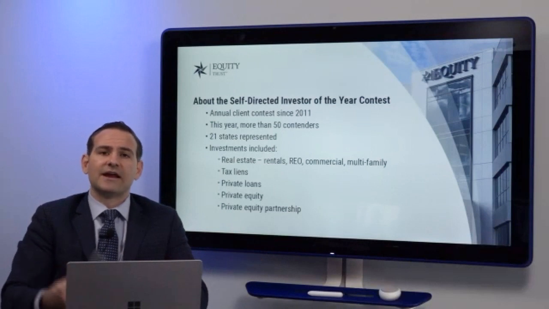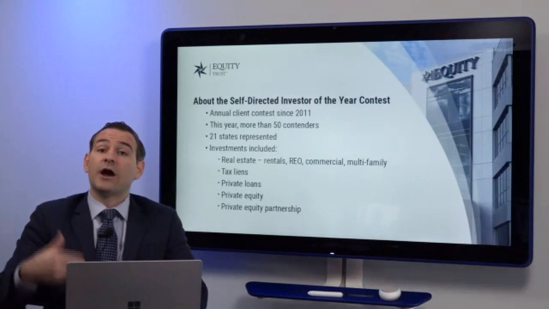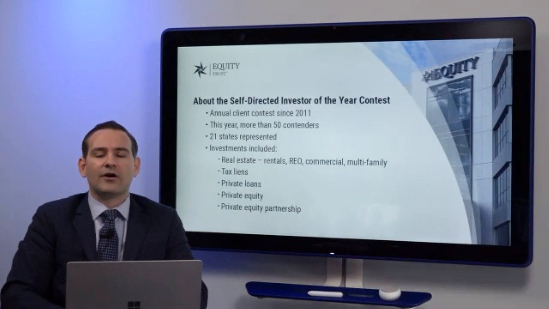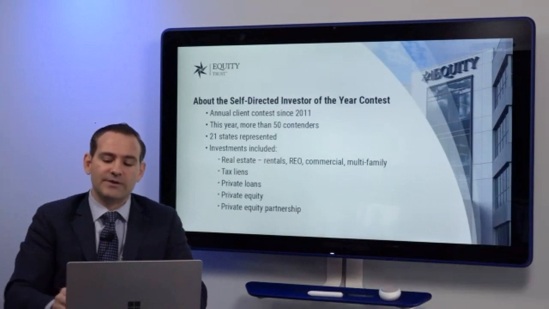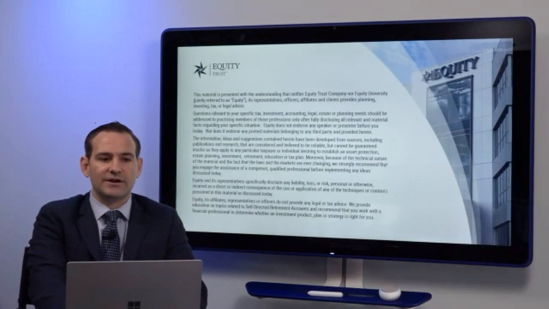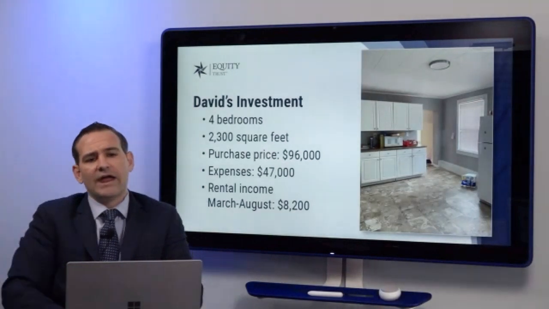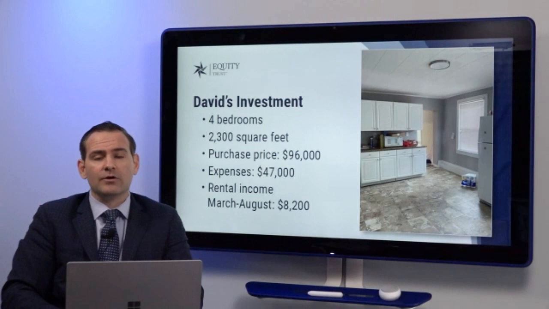So for anyone out there that's an Equity Trust client, or if you become an Equity Trust client, keep in mind our Investor of the Year program. We'll send information out to you on that so that you could make your submissions and hopefully be our next Investor of the Year. So David, let's go ahead and jump into the transaction, if you will, that was one of the transactions that you had submitted to become the Investor of the Year.